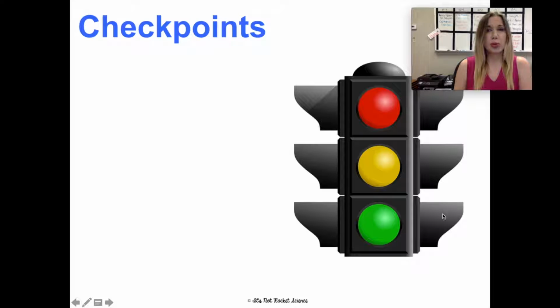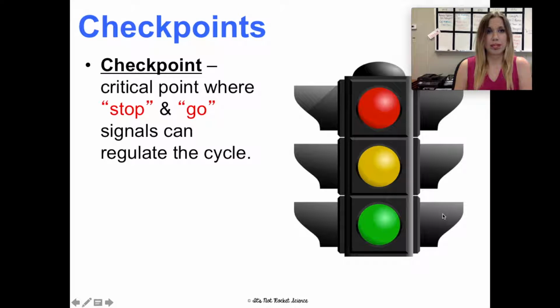And at certain points in the cell cycle, there are checkpoints. A checkpoint is a critical point where stop and go signals can regulate the cycle. There is a checkpoint between the G1 phase of interphase and the synthesis, the S phase of interphase, where it's kind of like that red light, green light game, where you're like, red light, are we good? Is everything okay? We're at a good point. All right, cool. Green light. And then the cell is told to continue again.